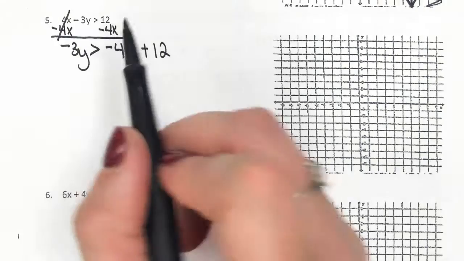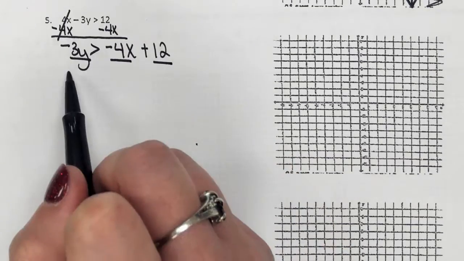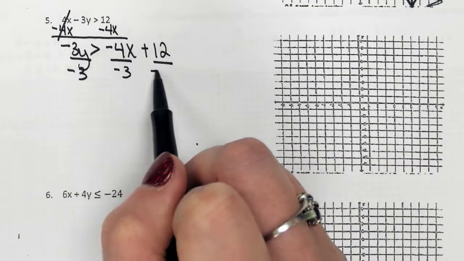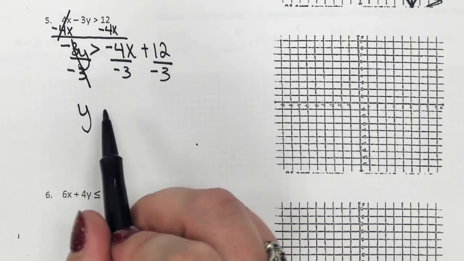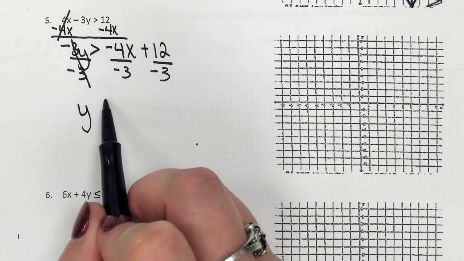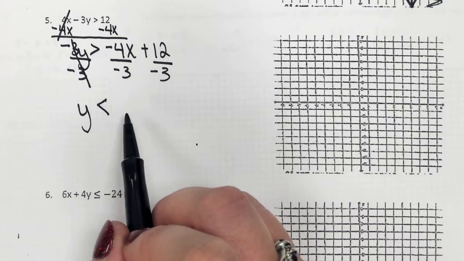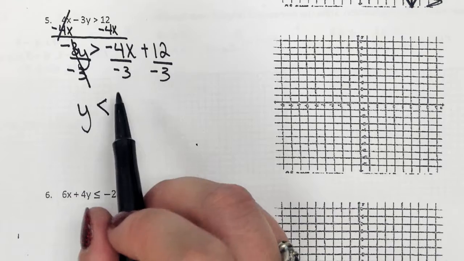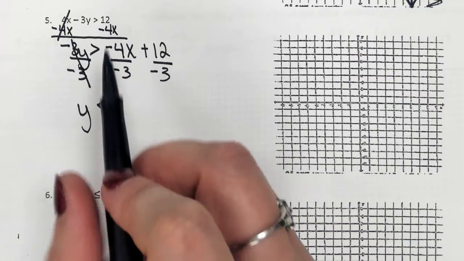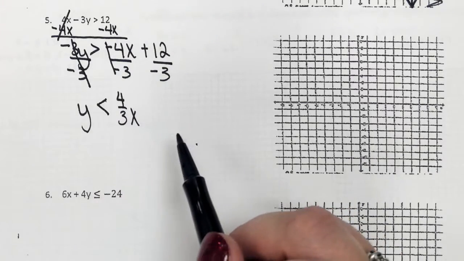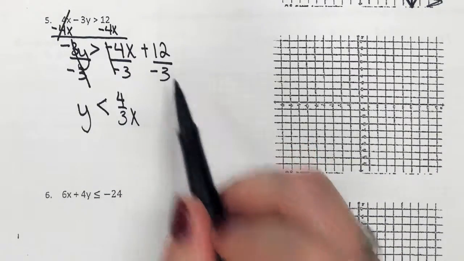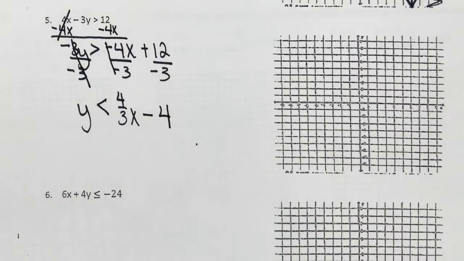Then what do I do? So what would I get? Negative 4/3. Y is less than. Why did I flip the sign? Because you divide by negative. And those two negatives cancel out, so you have a positive 4/3 x. And then 12 divided by negative 3 is a negative 4.